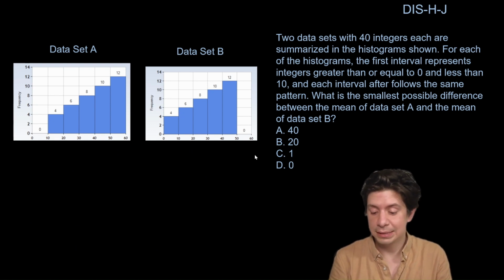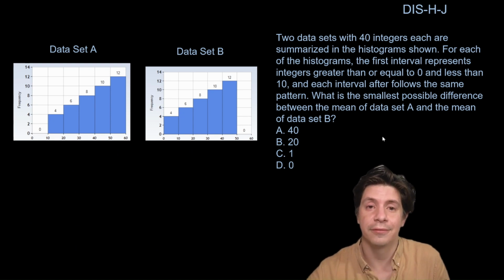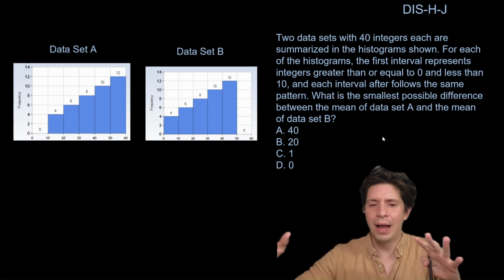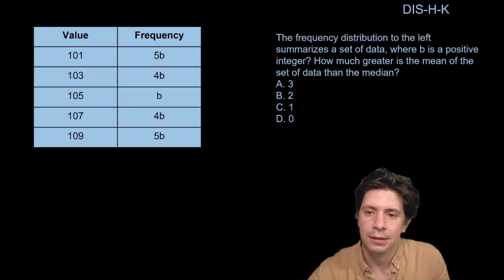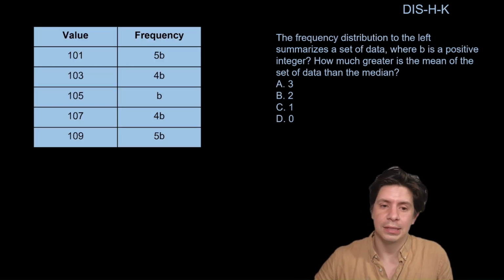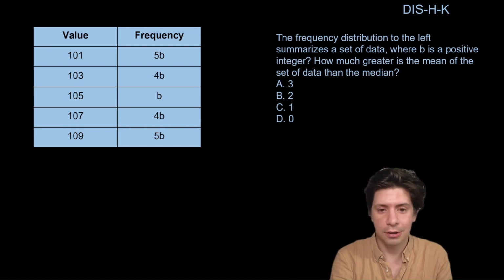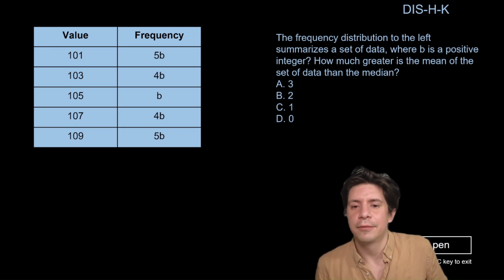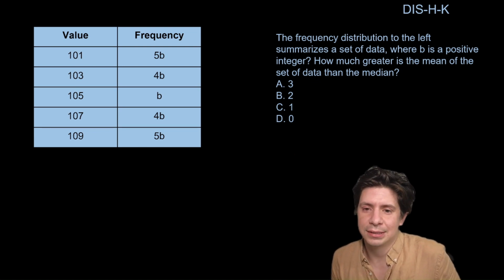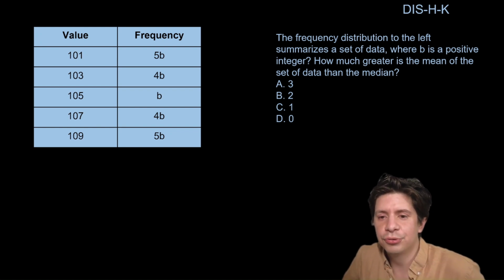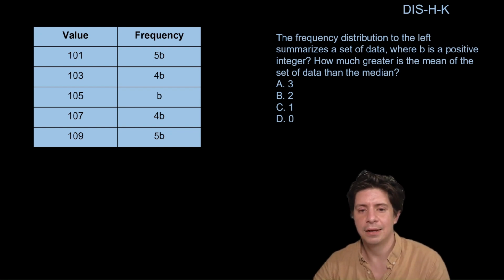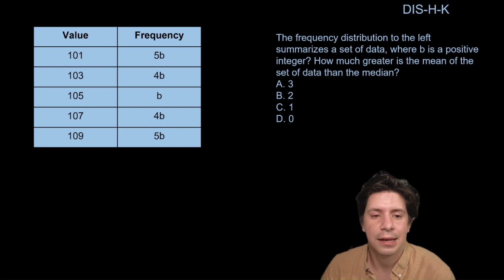As you can see on this test, on this category, there's a lot of hard level questions. There's more variety in the hard, so there's usually more types that I do for that. That doesn't mean that there's going to be more hard on the test. There's just more types you need to learn that are hard than the easy. The frequency distribution to the left summarizes a set of data where b is a positive integer. How much greater is the mean of the set of data than the median?